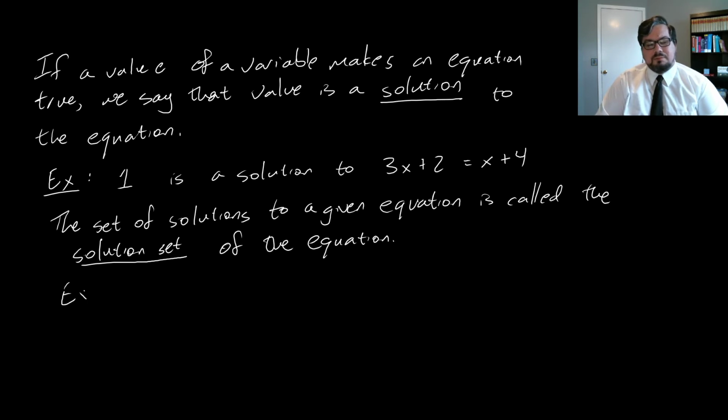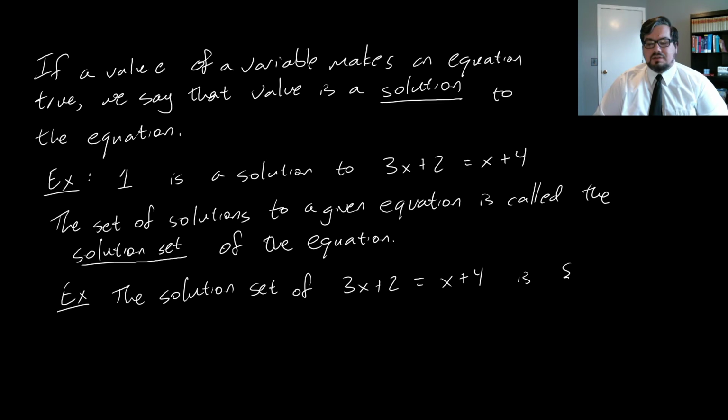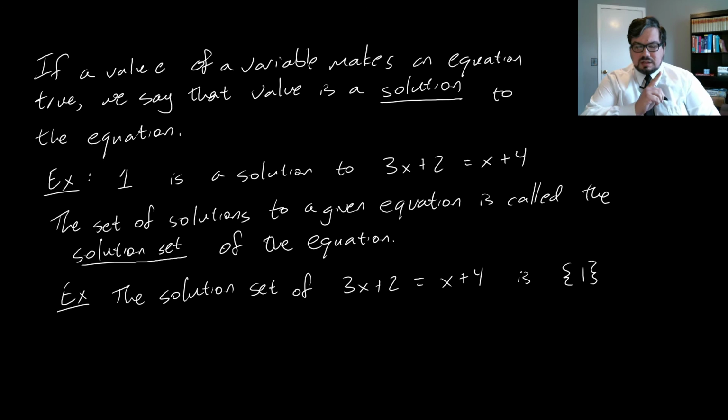So, for example, the solution set of 3x + 2 = x + 4 is the set containing 1. Now, a couple of things to point out here. First of all, the notation that we're using. To describe a set, we write these curly braces and put all of the elements of that set in between the braces, and if there's more than one of them, we separate them by commas. We'll see an example of that in a second.